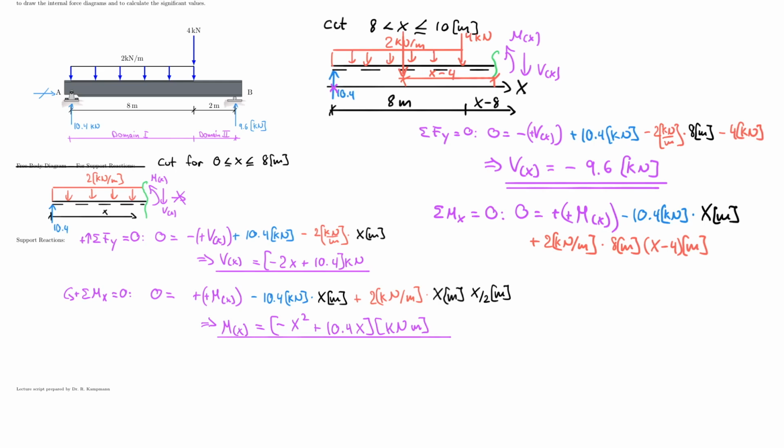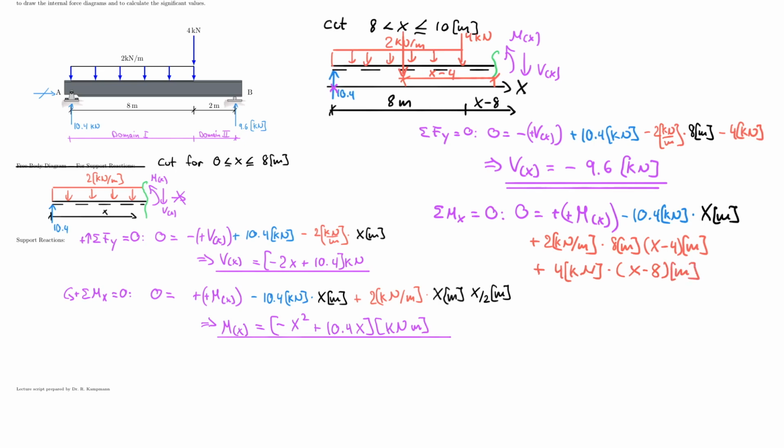Now I need to calculate the 4 kilonewton times its distance, and that also rotates about this point. So it rotates counterclockwise, which also makes it positive. So plus 4 kilonewton multiplied by x minus 8 meters.